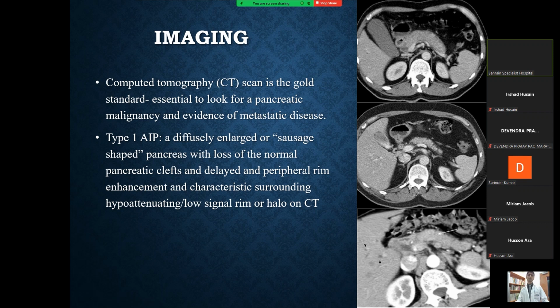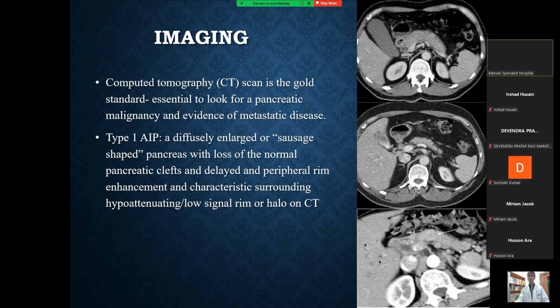CT is the gold standard, essential to look for pancreatic malignancy and evidence of metastatic disease, as the very close differentials of IgG4 related disease or autoimmune pancreatitis are PSC and pancreatic malignancy. So the gold standard being CT scan, it should always be done.